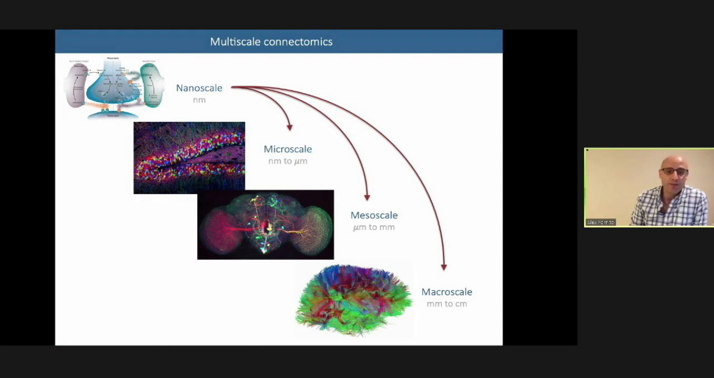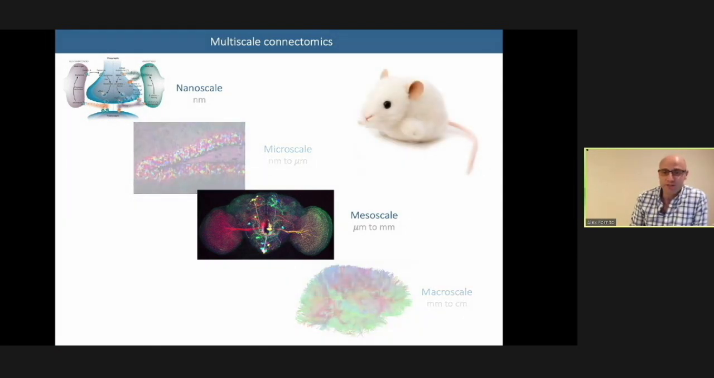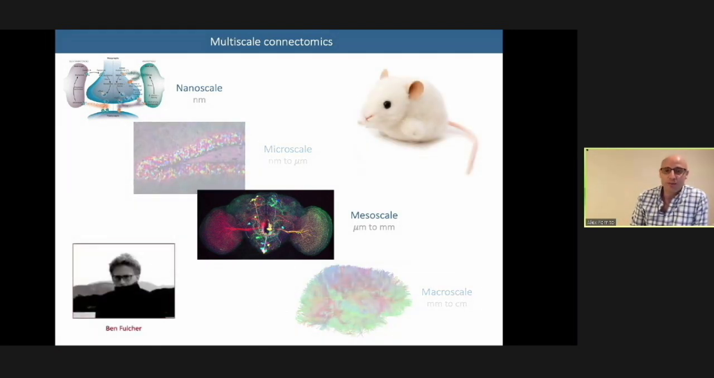And I'll begin by talking about some work we've done in the mouse at the mesoscale. And this was work that was done by Ben Fulcher a few years ago when he was a postdoc in our team, and he's now based at the University of Sydney.